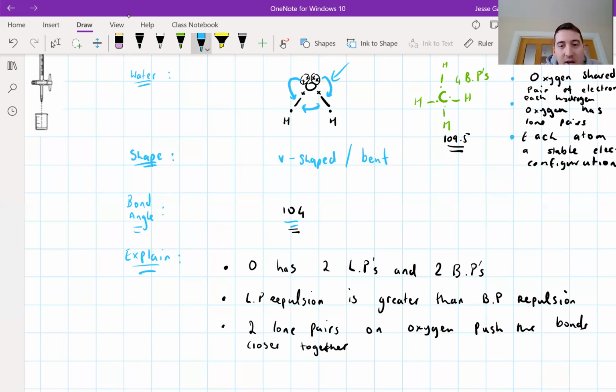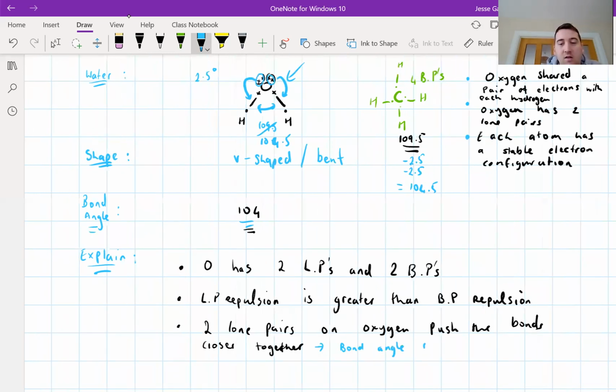All right, so instead of being 109.5, it's now 104.5. So we say that every lone pair of electrons makes a difference of around 2.5 degrees. So you could take 2.5 degrees away from the original bond angle of 109.5 for each lone pair. So we've got two lone pairs, so take away 2.5 and then take away 2.5, and that will give you 104.5. So that's the difference, and that's the explanation. So the bond angle is reduced.